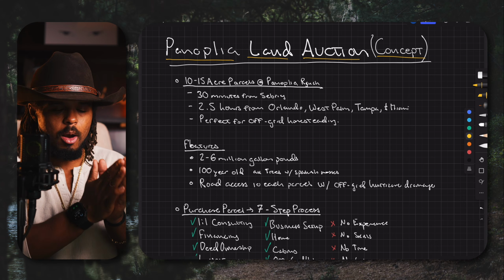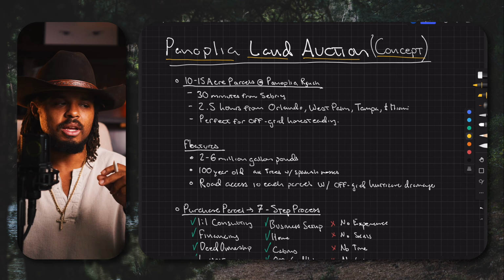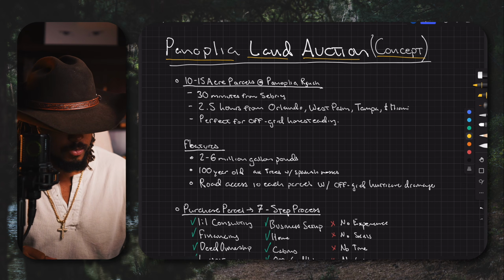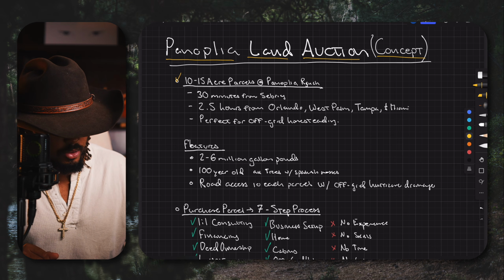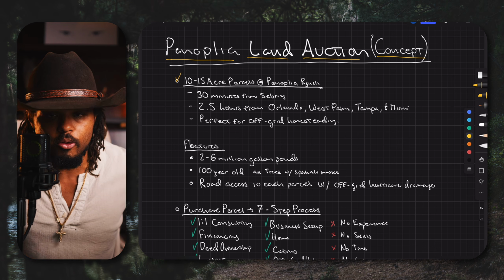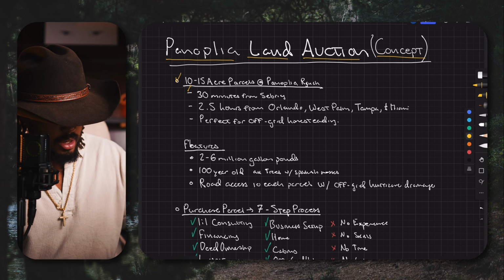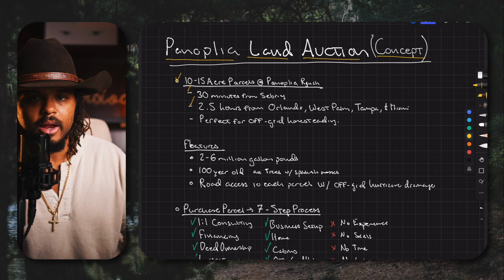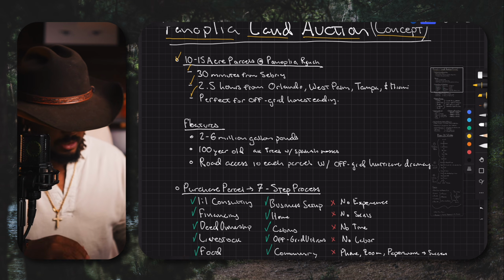Again, we need help from you guys as angels. We also need feedback from you guys if you would like to participate in this land auction. All right, so let's just think about it. This would be an auction for the 10 to 15 acre parcels over at Panoplia Ranch, which is about 30 minutes away from Sebring and 2.5 hours away from Orlando, West Palm, Tampa, and Miami, and perfect for off-grid homesteading.